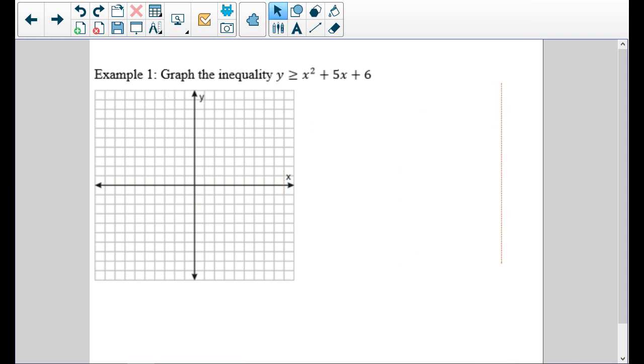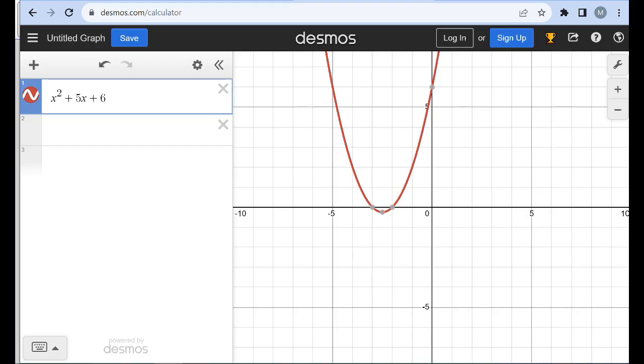So we have our inequality here: y greater than or equal to x squared plus 5x plus 6. So again, if we're doing this all by hand, we need to find all this information, but in this case, we can use Desmos to help us get a quick sketch. So let's jump over to Desmos and take a look. We plug that in, x squared plus 5x plus 6, and it gives us a nice quick graph.